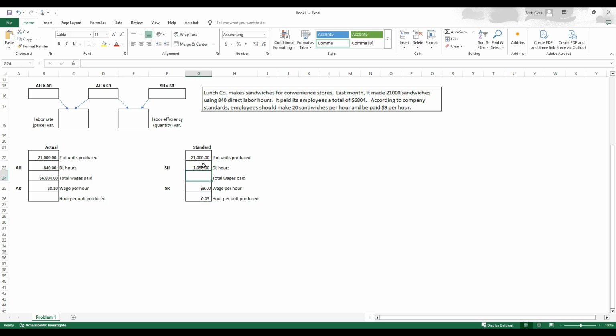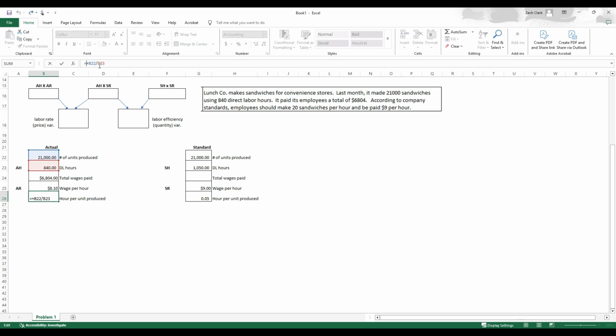And that would tell us that if we were producing sandwiches every 3 minutes, then that would have taken us 1,050 direct labor hours. And we can see we're quite a bit under that, so that means that we're producing sandwiches faster than 0.05. And we can figure that out by taking the number of sandwiches produced divided by the total hours, and we're doing 25 sandwiches per hour.